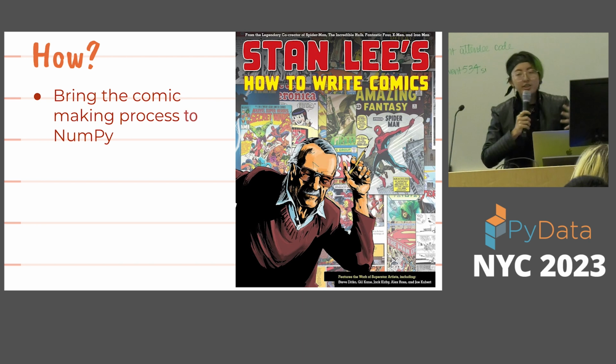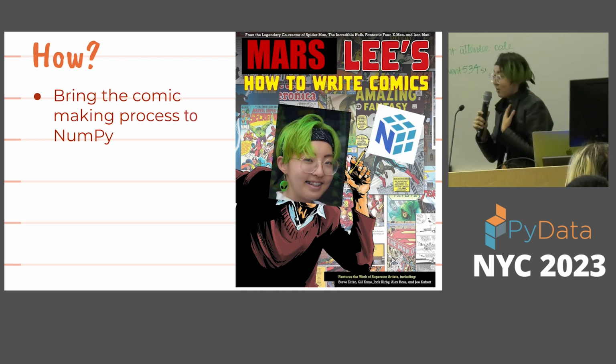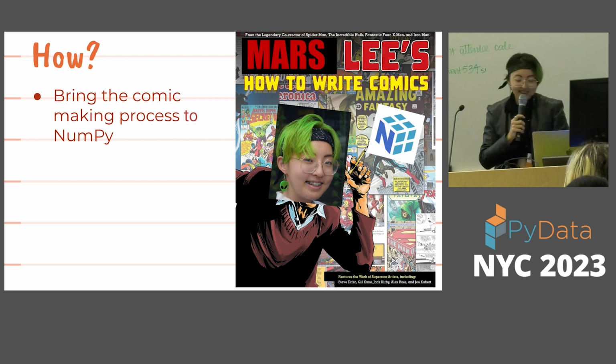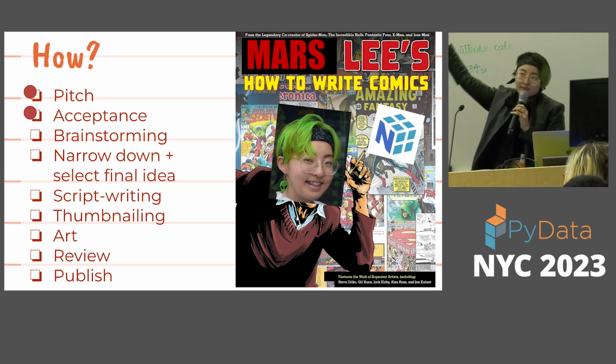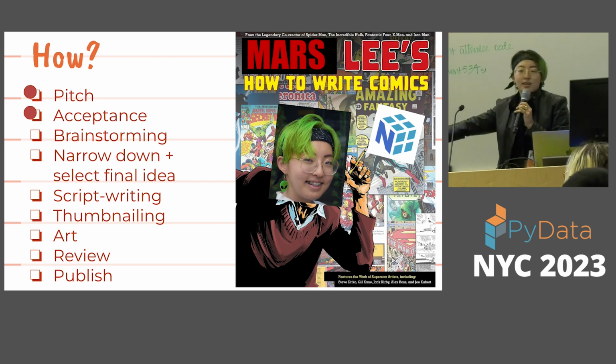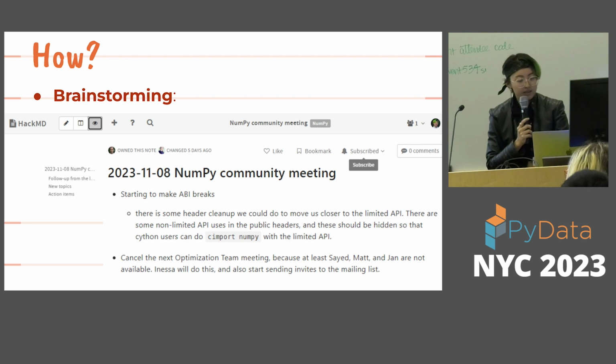And so this is where I go into the nitty-gritty, the underground, the comic-making process. And us Lees, we know a thing or two about making comics. When it comes to making comics, it's fun, but it's not magical. There are a lot of different steps, as you can see. We already went through the first 2, and then we have to figure out the rest with the NumPy community. With brainstorming, I was basically asking domain experts about something they don't have domain expertise in, comics. So I had to act as the domain expert there and find the middle ground.